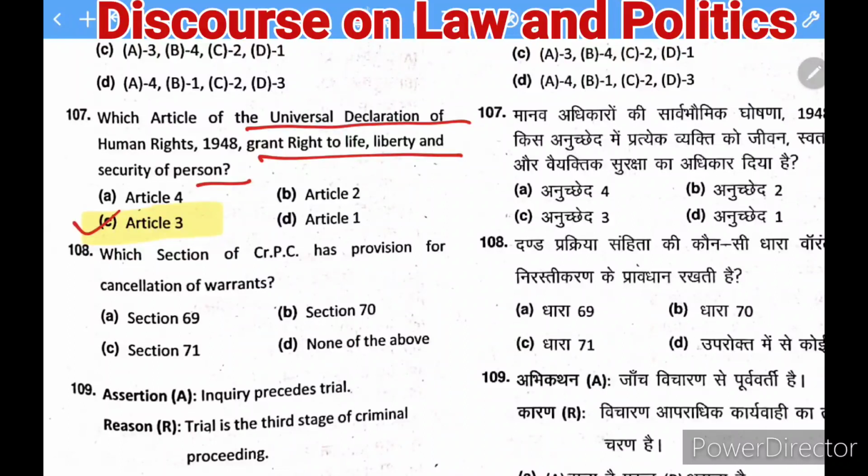Moving to the next question: which section of the CrPC has provision for the cancellation of the warrant? The options given here: Section 69, yes, it is not that section. Then the next option is Section 70, yes, it is the right answer. So the right answer of this question is this one.